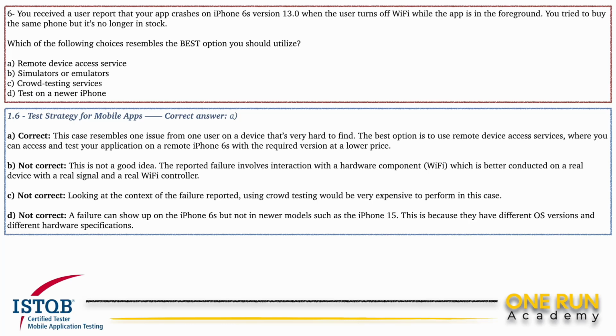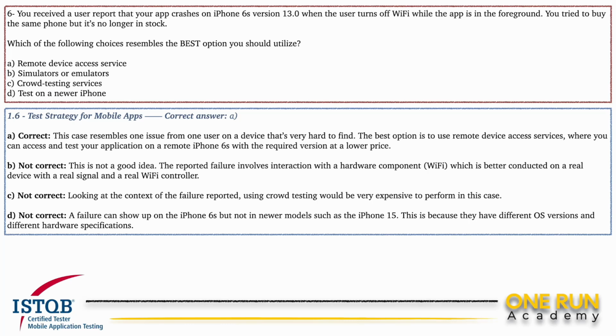Option B recommends simulators or emulators. This could be a good option, but not the best one. While we can simulate an iPhone 6s with iOS 13.0, the problem described involves hardware elements like the Wi-Fi controller, which simulators and emulators may not accurately replicate. This limits our ability to reproduce the issue. So option B is not ideal.